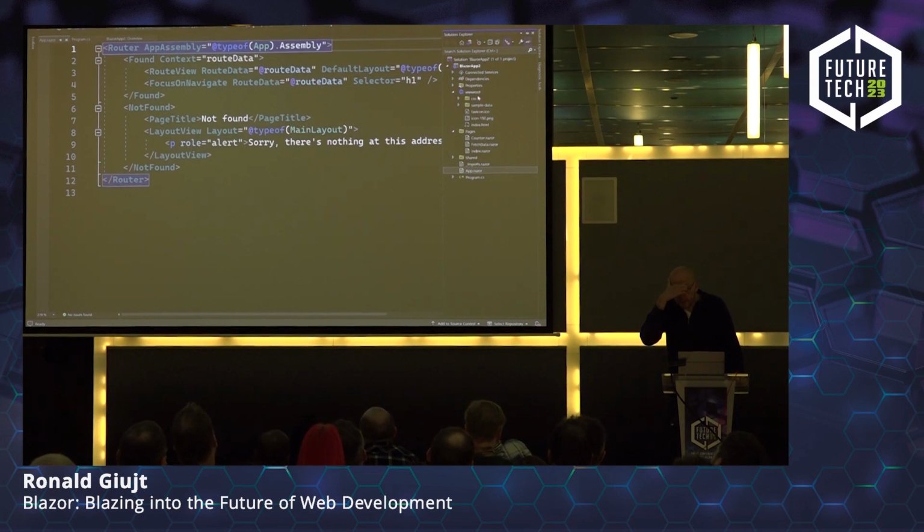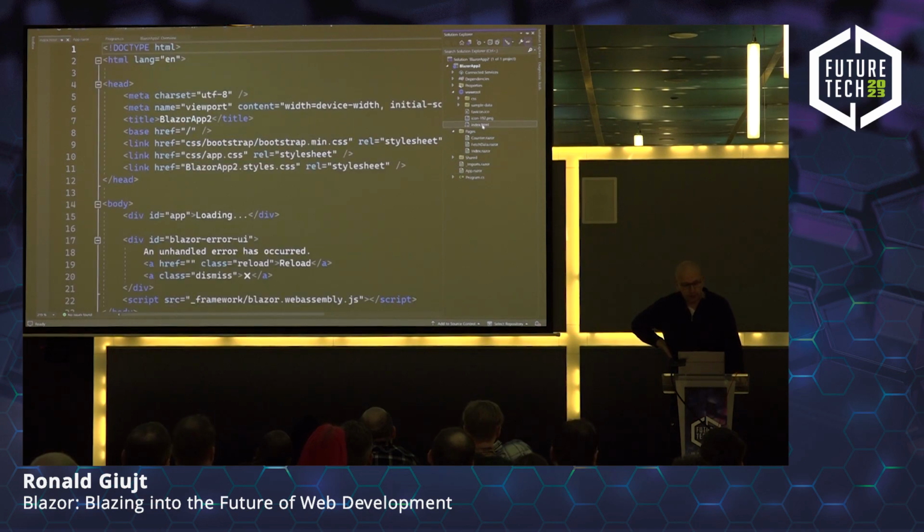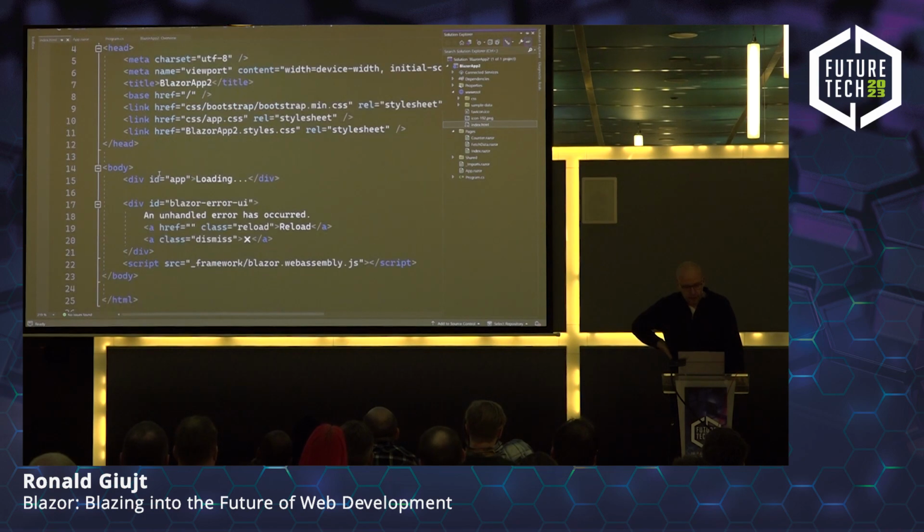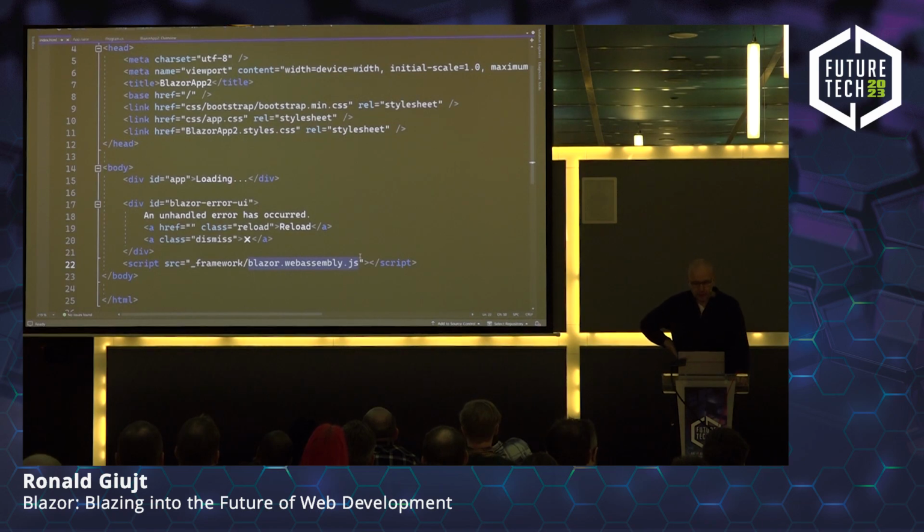So in wwwroot, I told you just now that the Razor Pages engine is used in Blazor Server, but we don't have that here. The way it happens here is we just have an index.html file, which contains the whole HTML structure, and at some point it loads a little JavaScript file called blazor.webassembly.js, and that makes the bootstrapping of the application possible.